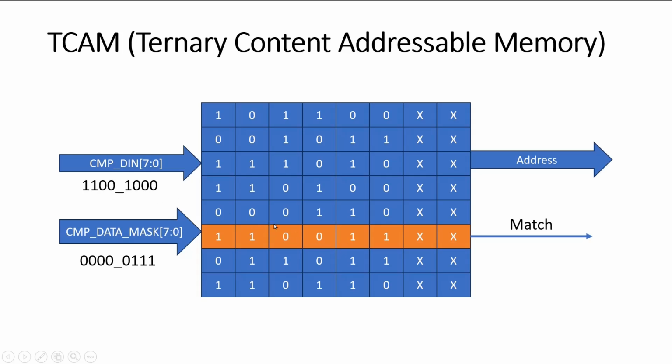See, very important thing here. The next bit is 1 in this TCAM memory and in the data bus it is 0. They are not matching. But because this bit is masked by the data mask bus, it will not consider this bit and it will give a match, and the address will be 012345. This is how TCAM works and I hope that this idea of TCAM is clear to you.